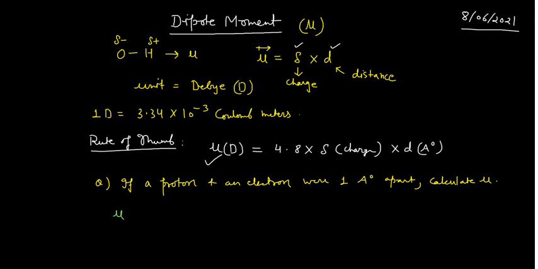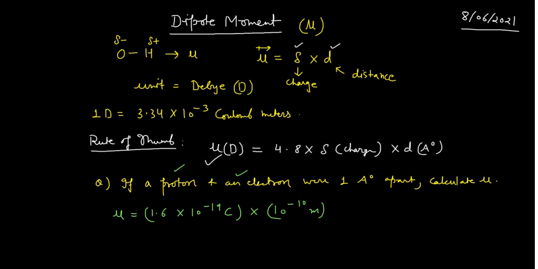Dipole moment mu would be equal to 1.6 into 10 raised to the power minus 19 coulomb. This is the charge present on your proton or an electron. You can take any one of them. This is the first part, which is the charge, delta. This should be multiplied by 10 raised to the power minus 10 meters.